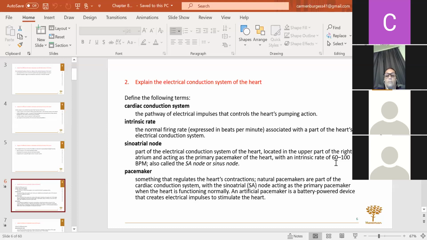So something that regulates the heart's contractions, the natural pacemaker, is part of that conduction system, with the SA node acting as the primary pacemaker when the heart is functioning normally. An artificial pacemaker would be a battery-powered device that creates an electrical impulse to stimulate the heart to beat. So you have a pacemaker creating an electrical impulse that causes your heart to beat at 60 to 100, or you have your natural, normal SA node that you're born with that is causing your rate to be 60 to 100, and it is its own pacemaker of the heart.